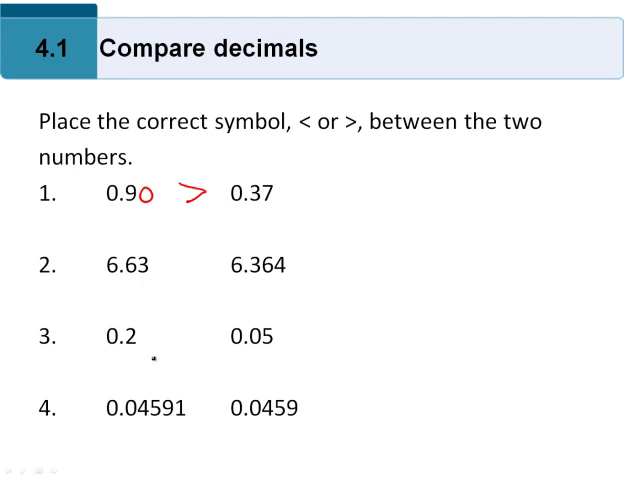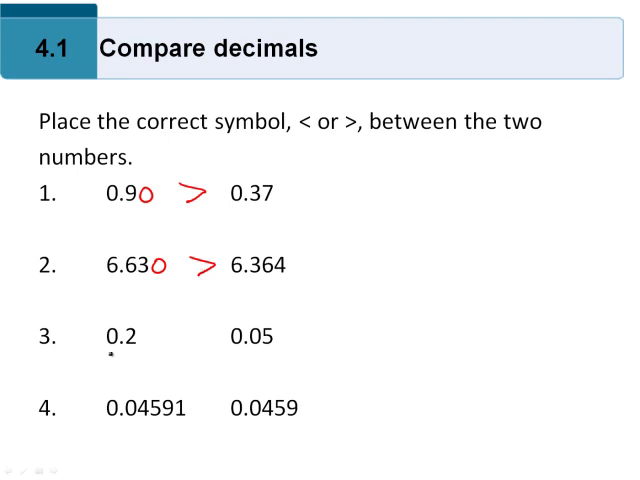Okay? Now, the second one, we have 6.63, 2 digits behind the decimal point, and 6.364, 3 digits. So we need to add a 0. All right, so now you're looking at 6630 or 6364. Well, 6630 is greater than. Just ignore the decimal points when you start to compare the numbers.